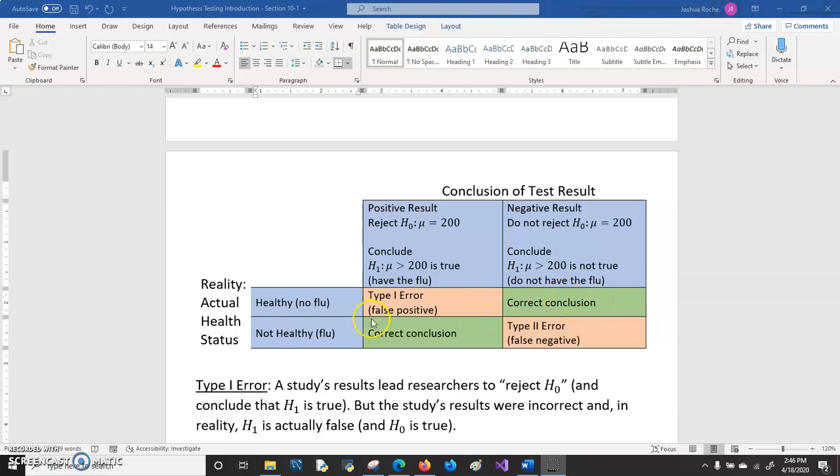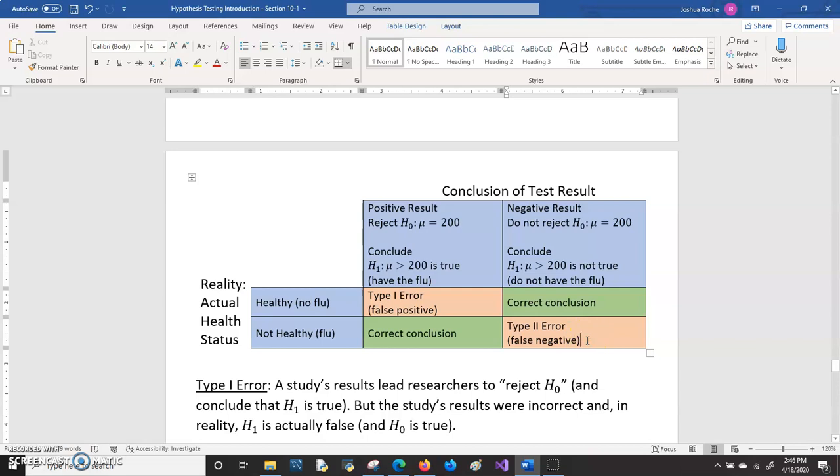But if you get a negative test result and you actually are not healthy, you actually have the flu, that would be called a type 2 error. And in medicine, they sometimes call that a false negative, meaning that the blood test indicates that you do not have some illness, but for whatever reason that test missed the illness within you, and you actually do have that illness. And that can happen in every test or experiment.